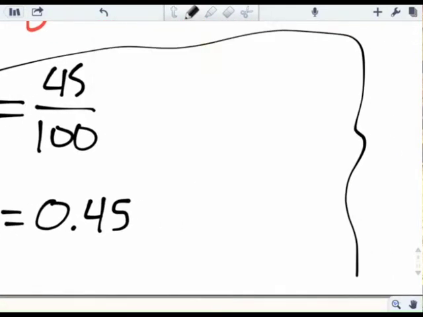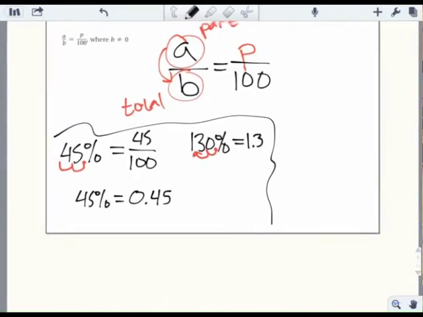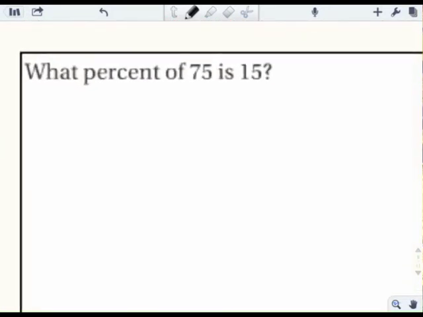What about 130%? How would you write that as a decimal? Well, there's an invisible decimal place right after the 0. Move that to the left twice. So 130% written as a decimal is 1.3. Right, so now that we have a review of percents down, let's take a look at some of these problems.